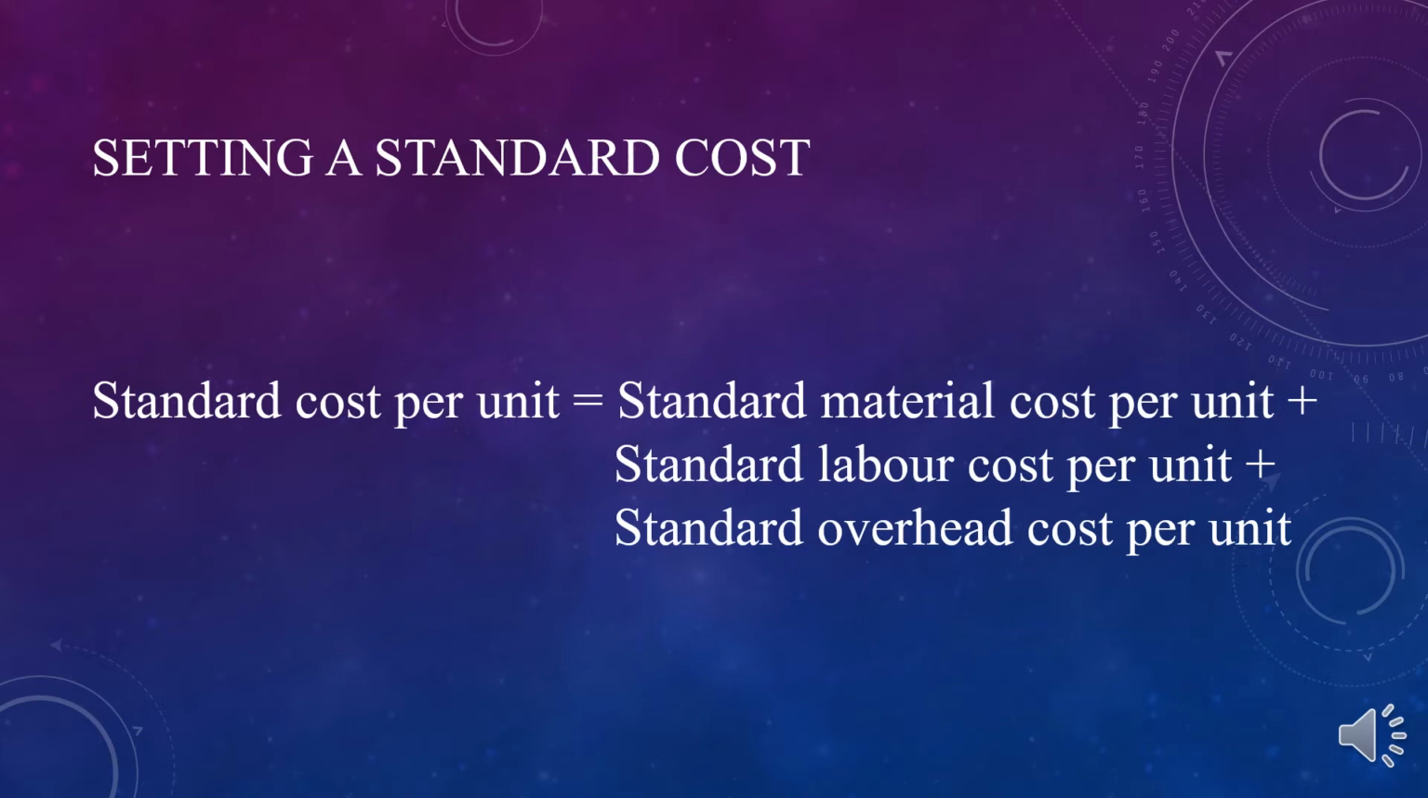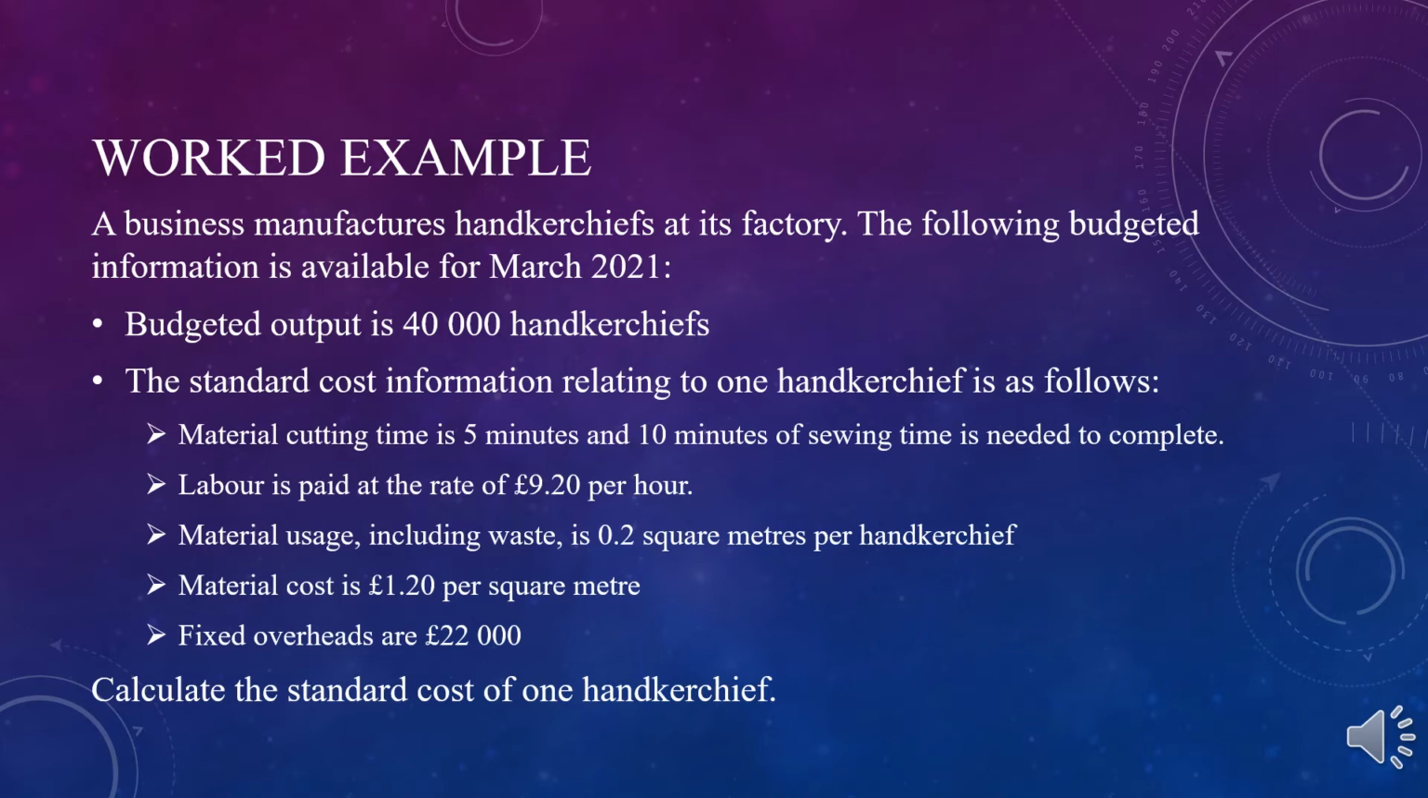Standard cost per unit equals the addition of standard material cost per unit, standard labor cost per unit and standard overhead cost per unit. We will now look at an example on calculating the standard cost for 1 unit.